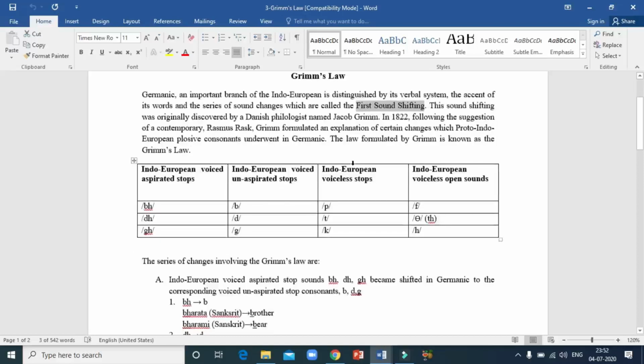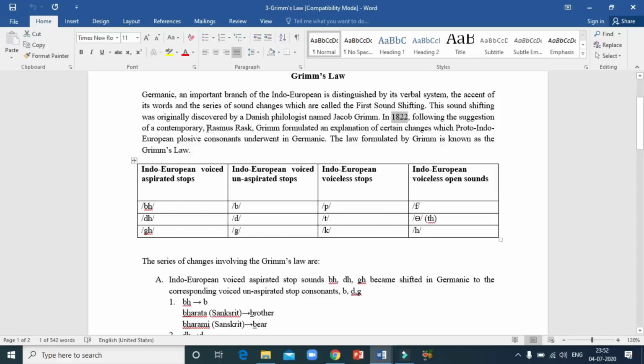So let's look at who discovered this sound shifting. So first of all, it was a person named Jacob Grimm. So that is why it's called Grimm's law. So he started this research in 1822. He wrote this book, Deutsche Grammatik. So it is mentioned in that book.